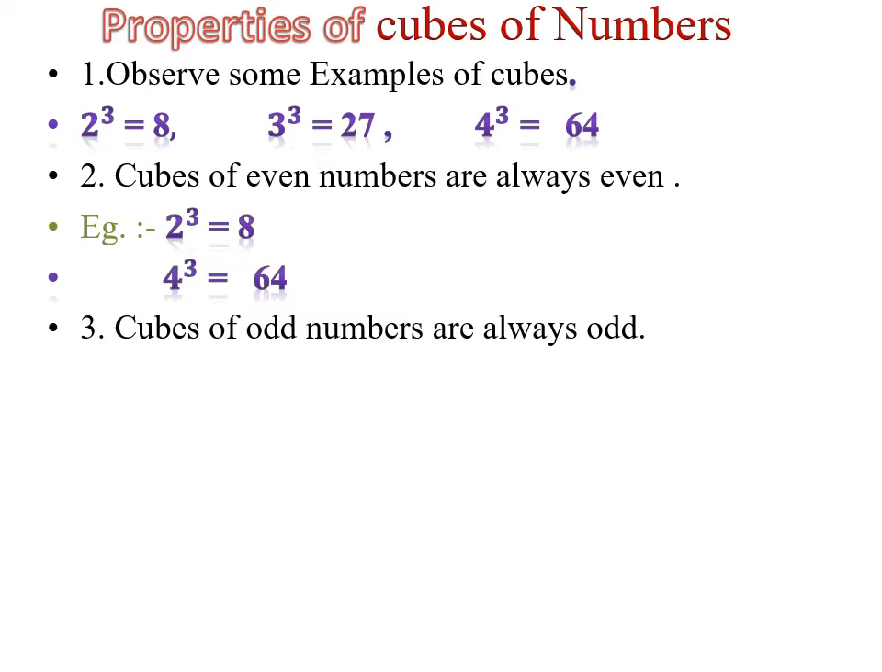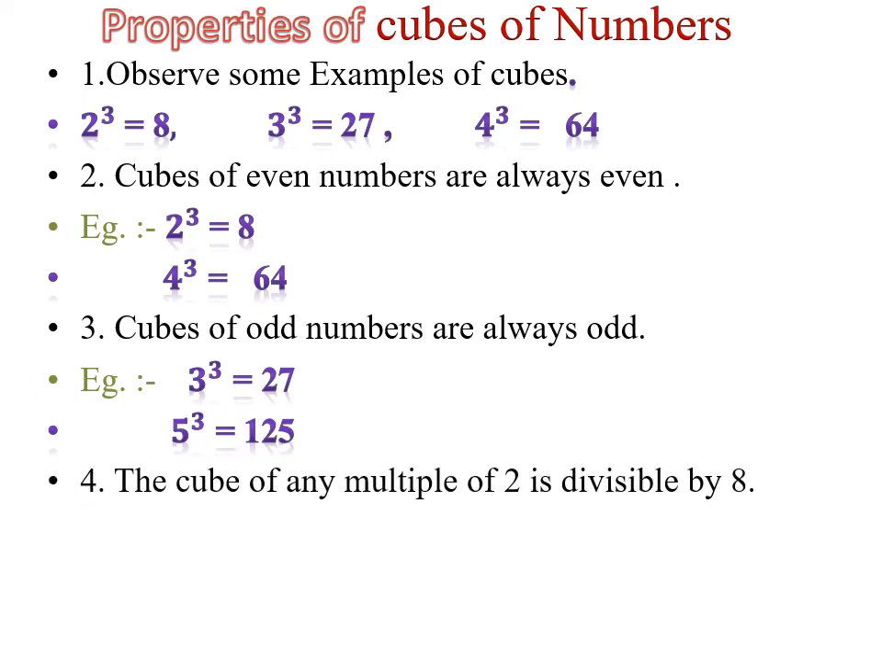Now same as we did for the even numbers, we will take for the odd numbers. Cubes of odd numbers are always odd. See the example. 3 cube equals 27. 3 is odd. Its cube is also an odd number. So cubes of odd numbers are always odd. See another example. Here 5 is an odd number. So 5 cube equals 5 into 5 into 5, that is 125. Means cubes of odd numbers are always odd.